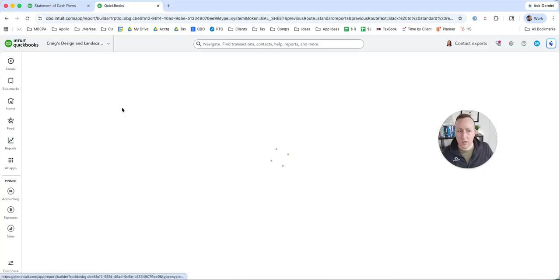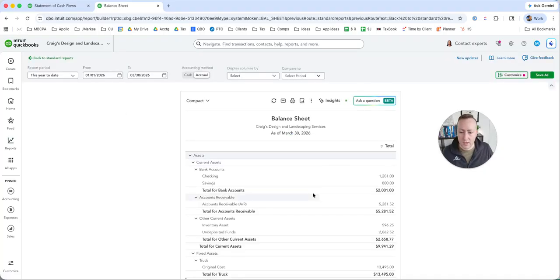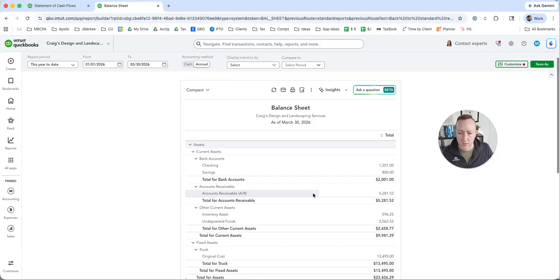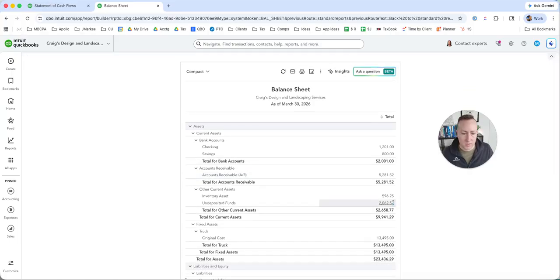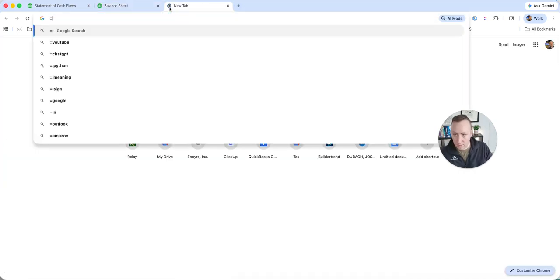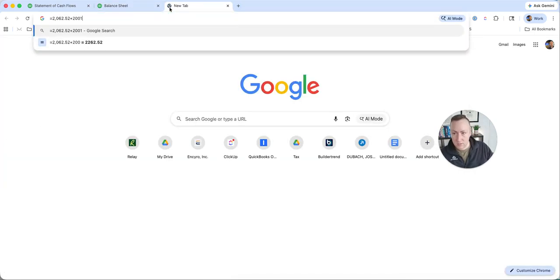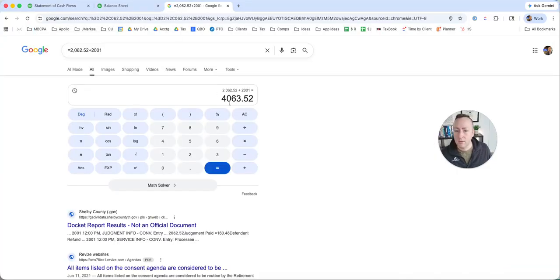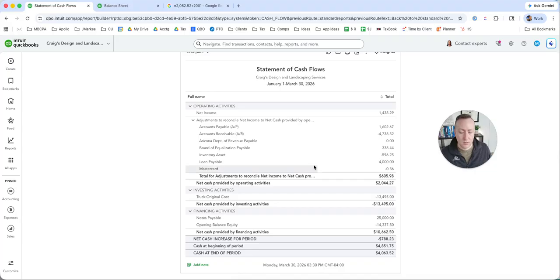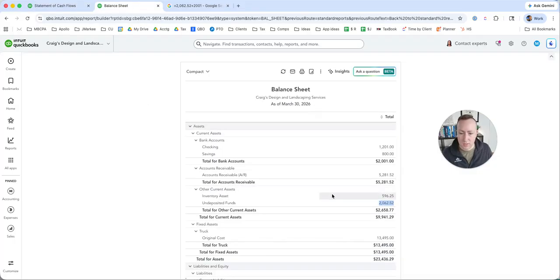So if we come back over here and we go to balance sheet as of today, and let's see, we've got total bank, and undeposited funds are cash. So if I just take that number, and this is kind of ghetto, but we'll do it, plus 2001, Google will tell me 4063.52, and that ties to cash at end of period. So QuickBooks does know that undeposited funds is technically cash, so it will add that plus your bank accounts.